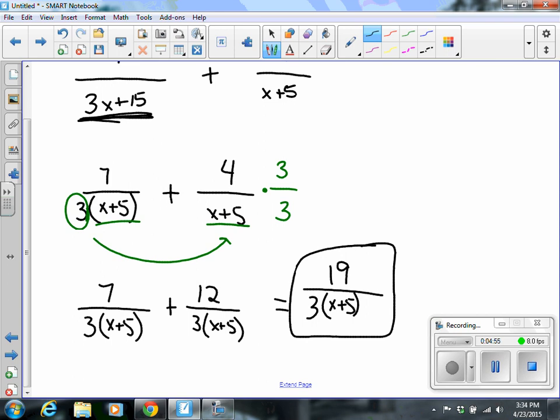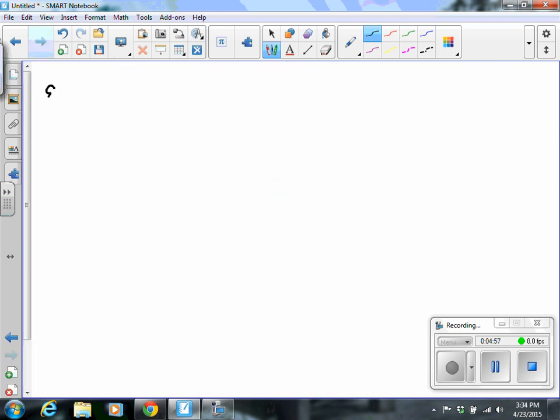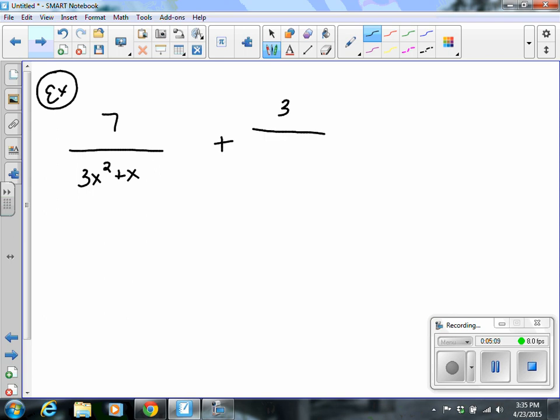So let's do one more of these. Let's say that I have 7 over 3x squared plus x plus 3 over 6x plus 2. Before you do this on your own, my hint is to factor out the GCF of both denominators. So I'm going to go ahead and factor out my GCF of both to see what I'm left with and what I really need to multiply. That's the reason why I'm doing this.